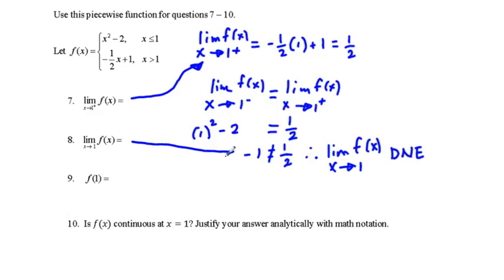So I'll just draw a little arrow here. And f of 1, well, that's going to be the left side. So we're going to say equals 1 squared minus 2 equals negative 1.